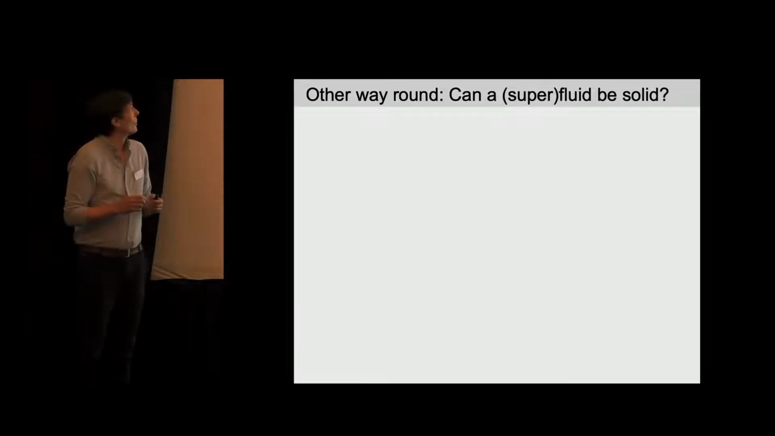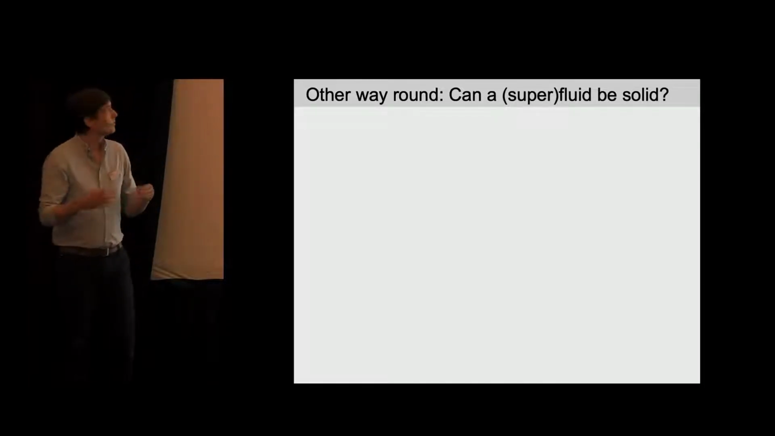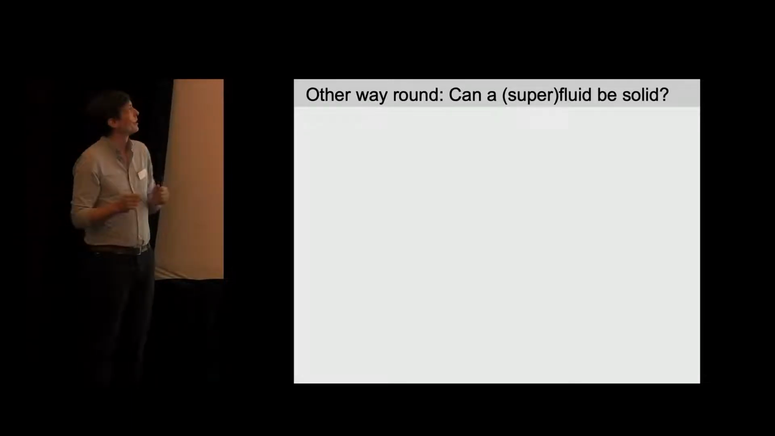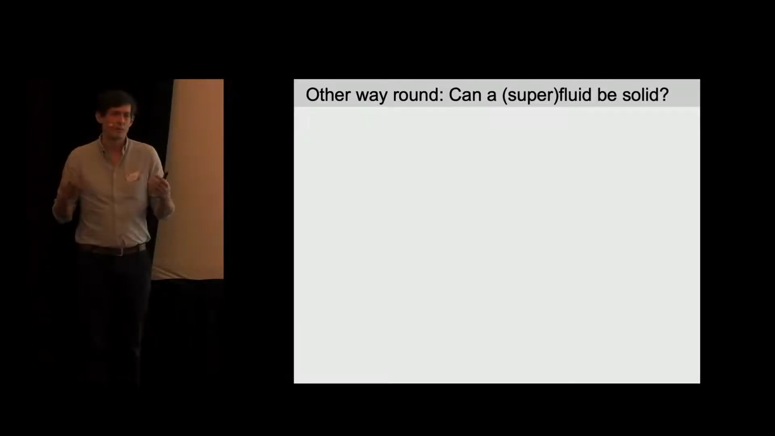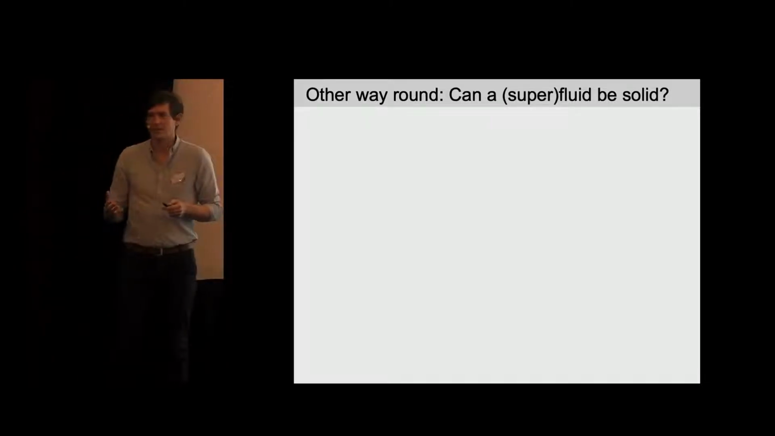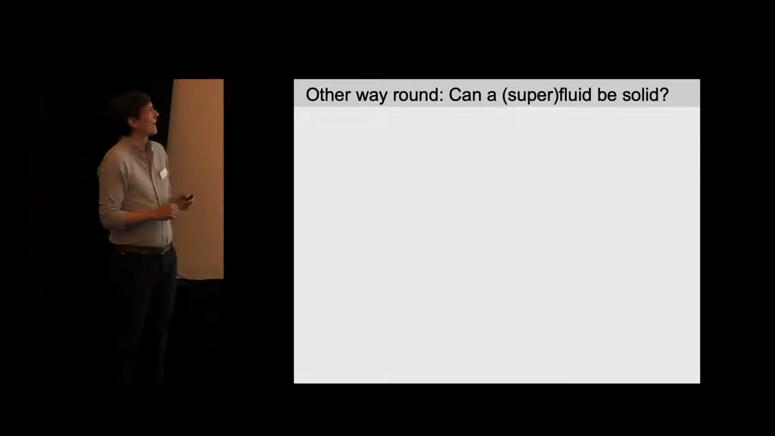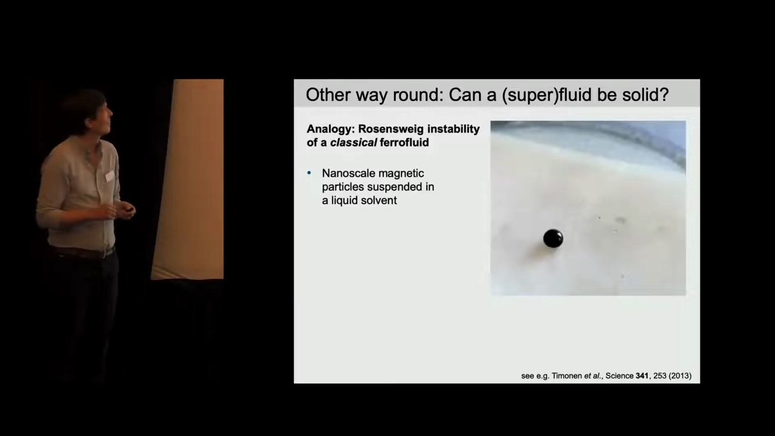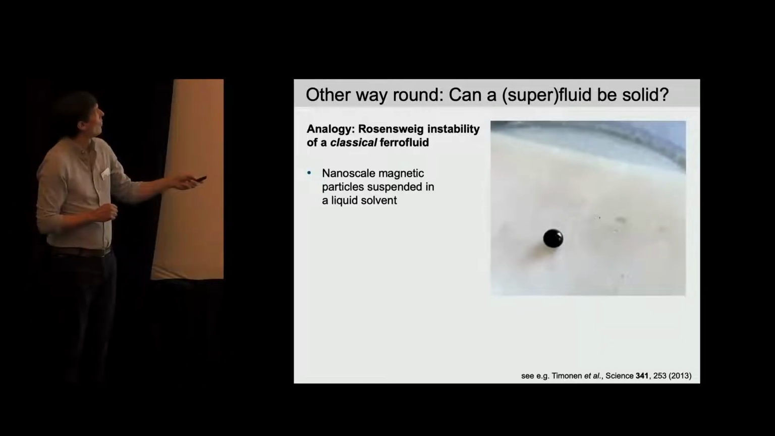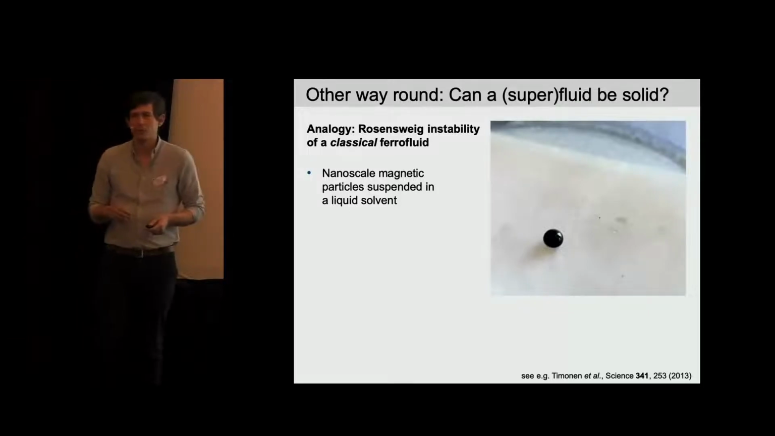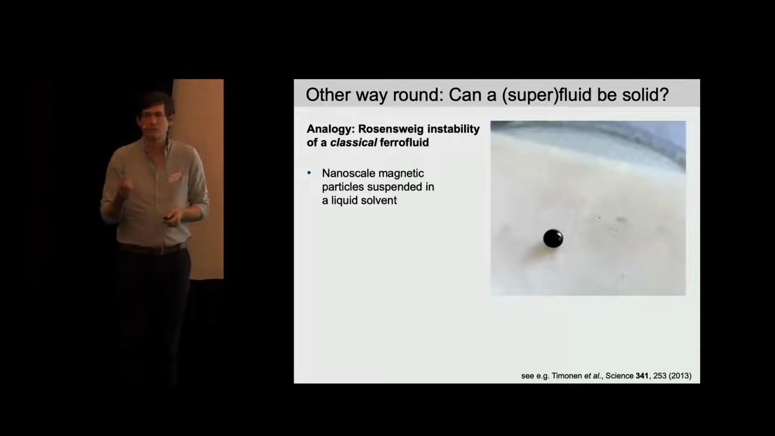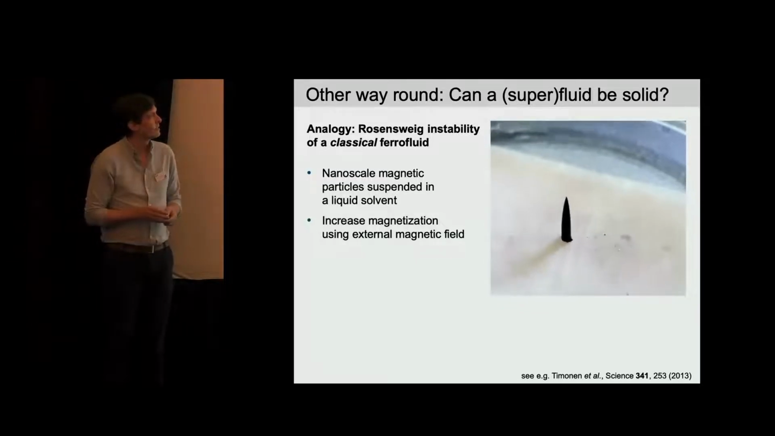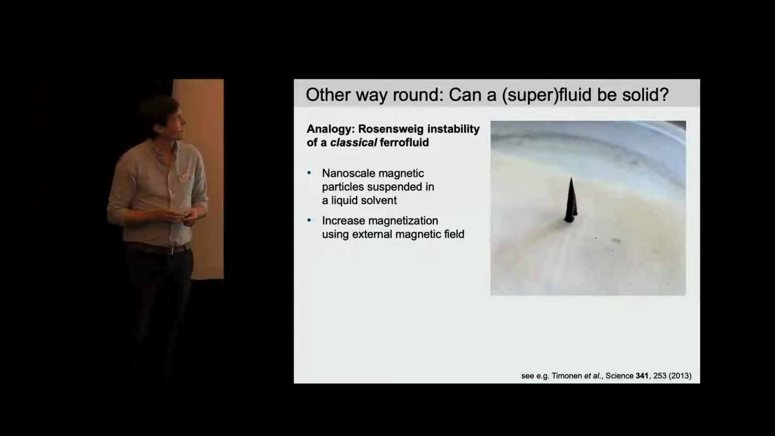Okay, so I told you there's this question, and we are now trying to approach it the other way around. We're asking, can a superfluid or a fluid be a solid at the same time? That's something we can do because we work with cold gases. But I can show you what is going on in a very nice analogy. What you see here is a drop of a classical ferrofluid. It's kind of an oily solution with magnetic nanoparticles inside. And we're going to expose this now to a magnetic field. And you see something very interesting happens here.